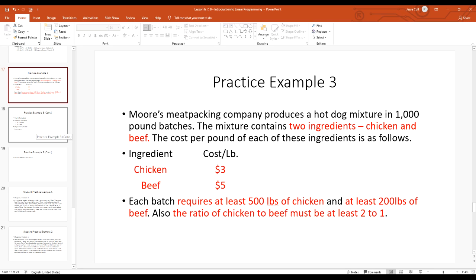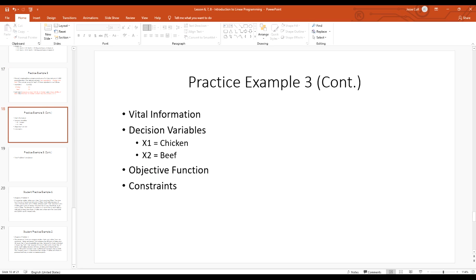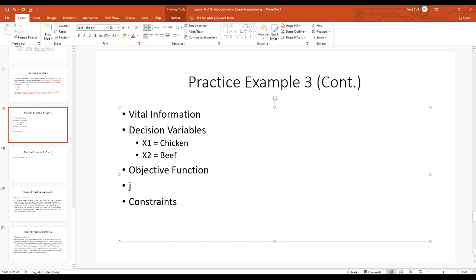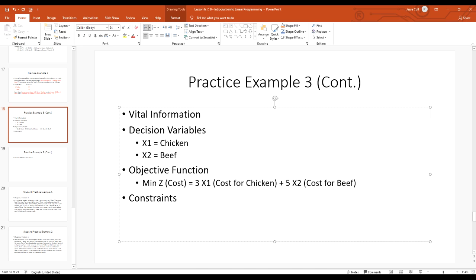So we go to our next page again, and for our objective function, min z, which is cost, is equal to 3x1, which is the cost for chicken, plus 5x2, which is the cost for beef. So now we have our decision variables and we have our objective function.